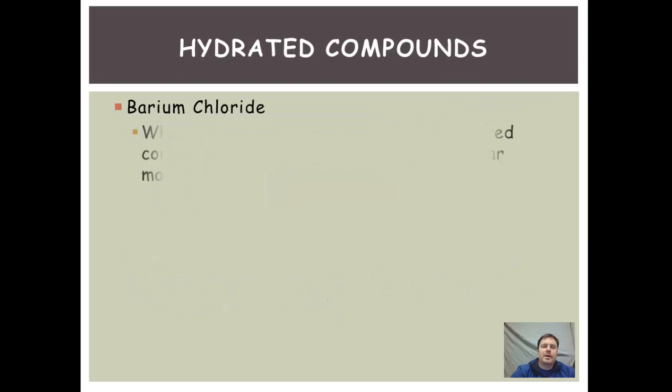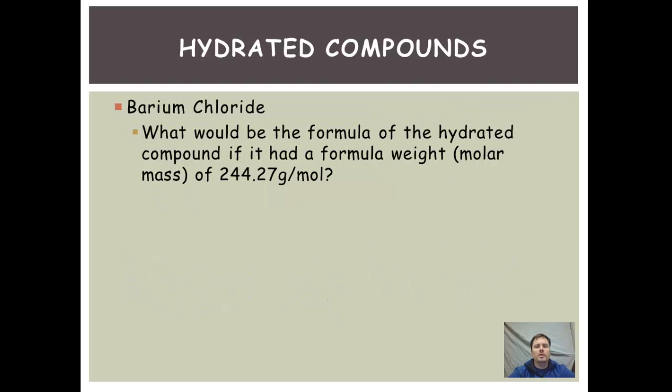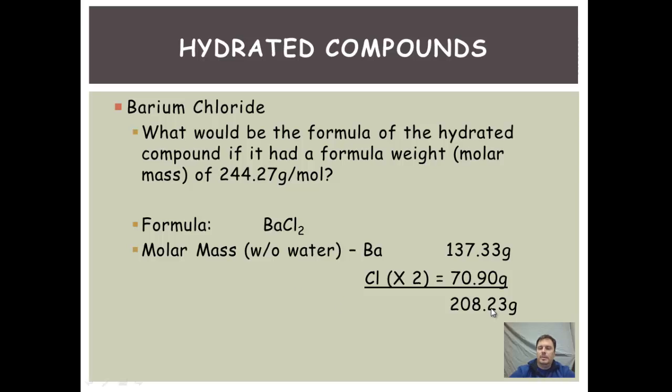Okay, so let's take barium chloride. So, for example, what would the formula of the hydrated compound, that means with water, be if it had a formula weight of 244.27 grams? Okay, so what we need to do now is first find out the weight of barium chloride. We know how to do that. We come up with 208.23. So this is how much it would weigh without the water. But we know that with the water it weighs 244.27 grams.